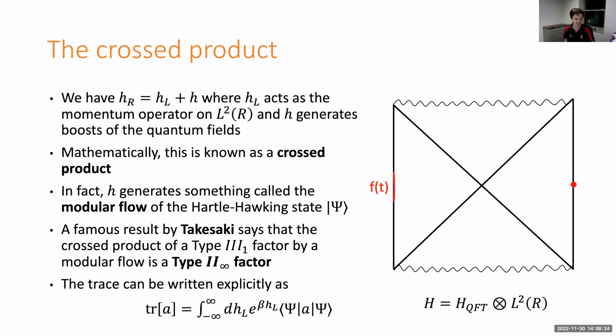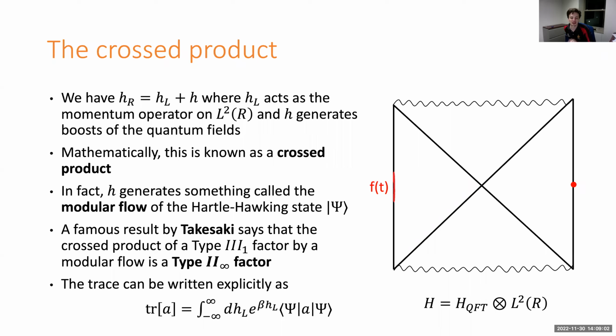That's good, because this is a type 3-1 factor, and a type 3-1 factor is not going to have a trace. But you can construct other operators, say something like a QFT operator times e to the minus 2 beta HR. Then this expectation value would give you some function of HR that stays finite as HR goes to minus infinity and goes to 0 exponentially as HR goes to plus infinity. That kills off the divergence from HL going to plus infinity.